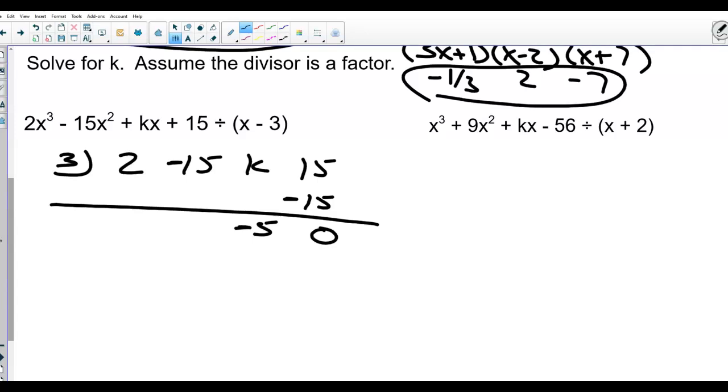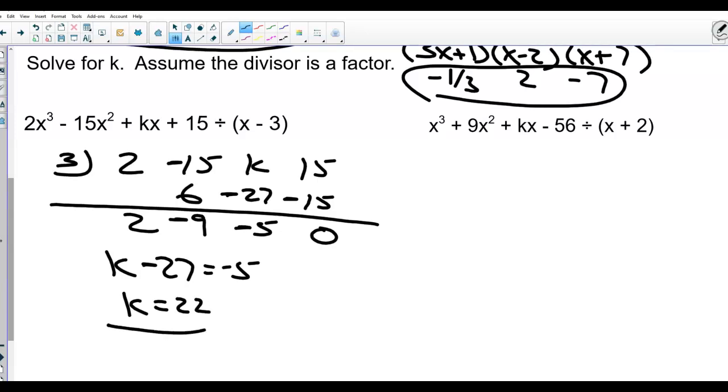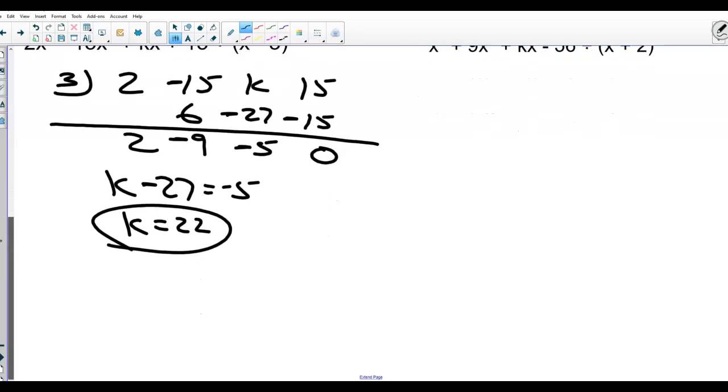Now I start from the beginning. Drop the 2. 2 times 3 is 6, negative 9. Negative 9 times 3 is negative 27. So essentially, k and negative 27 has to equal negative 5. When I add 27 to both sides, I get 22. And that's my answer.